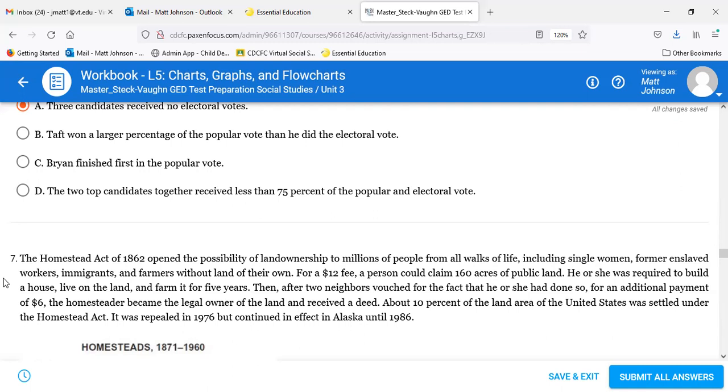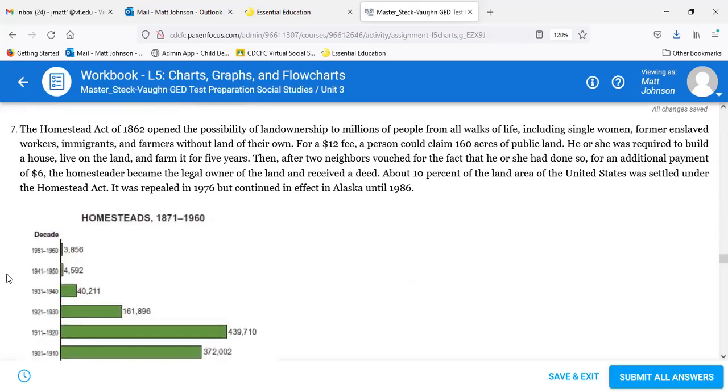Yes. The Homestead Act of 1862 opened the possibility of land ownership to millions of people from all walks of life, including single women, farmers, enslaved workers, immigrants, and farmers without land of their own. For a $12 fee, a person could claim 160 acres of public land.